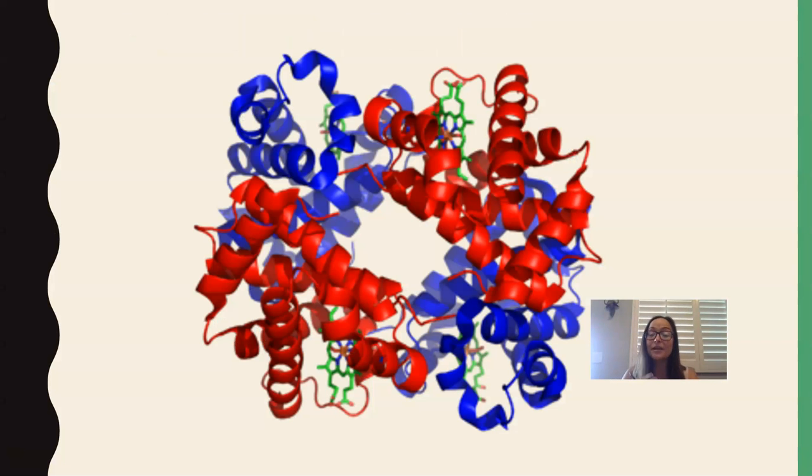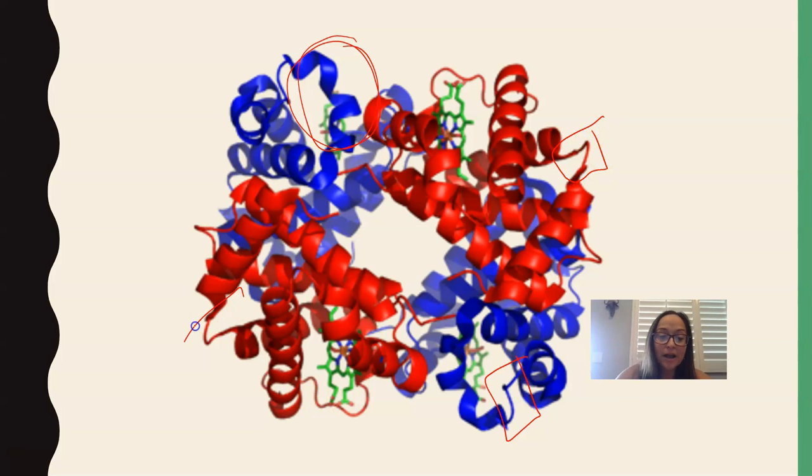Here is a three-dimensional animation of, I believe, hemoglobin, which is the protein that carries oxygen in your blood cells. You can see there are some areas that have that alpha helix, that spiral shape, and then some that are more folded.